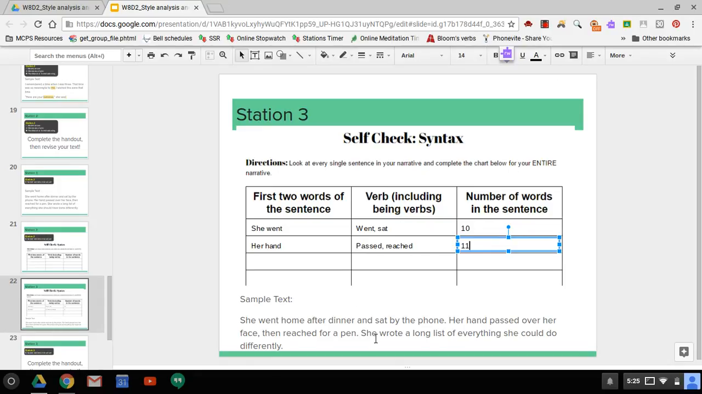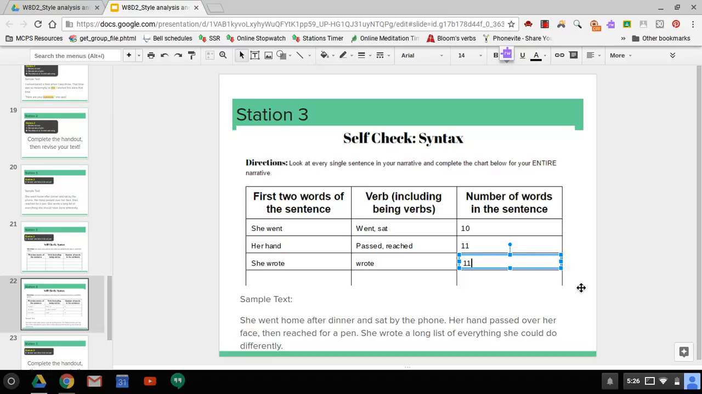All right, third sentence. She wrote a long list of everything she could do differently. All right. She wrote. All right, my verb is wrote. And I have 1, 2, 3, 4, 5, 6, 7, 8, 9, 10. I again have 11 words.